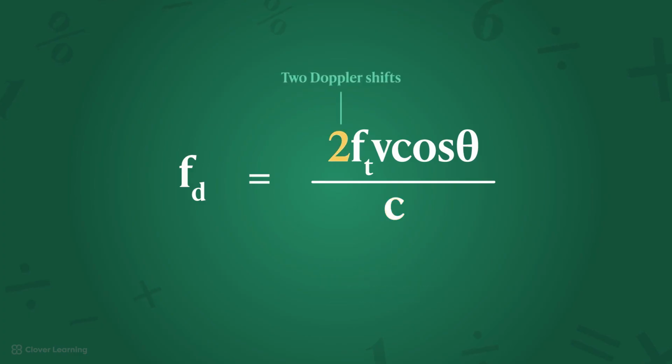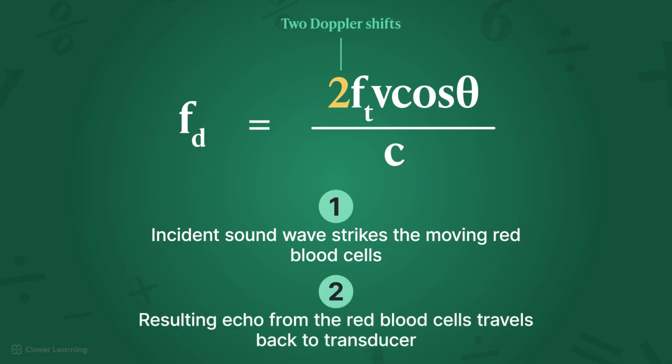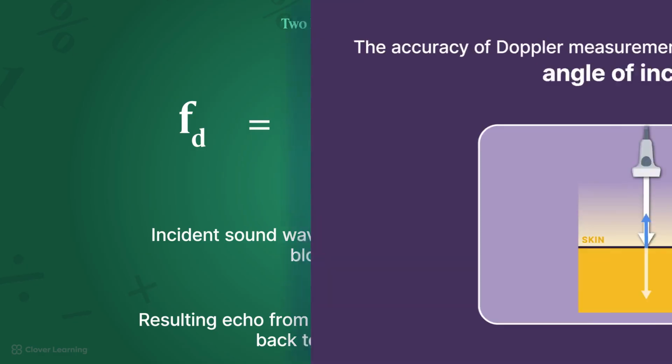The 2 lets us know that there are actually 2 Doppler shifts that occur during an ultrasound exam. The first happens when the incident sound wave from the transducer strikes the moving red blood cells. The second happens when the resulting echo from the red blood cells travels back to and strikes the transducer.